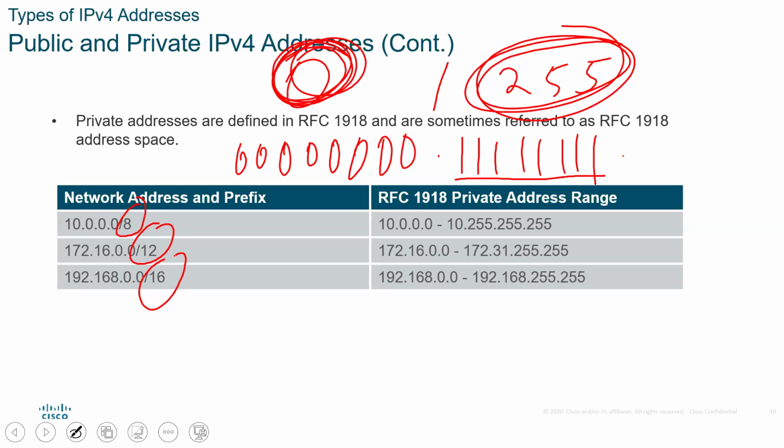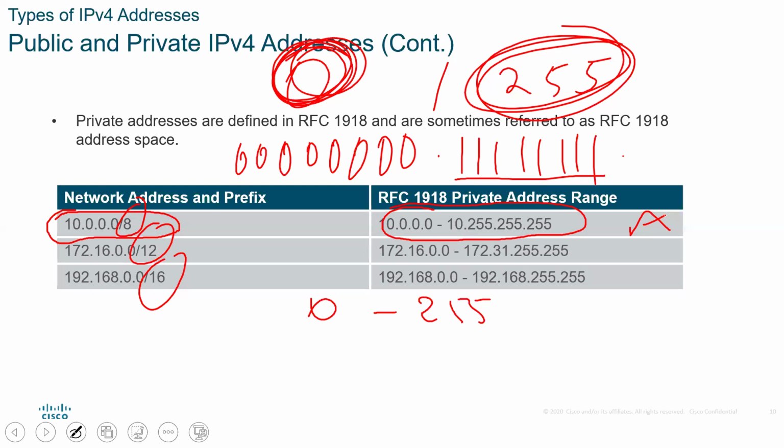Now, having known that the lowest value is 0, the maximum value is 255, here we have what we call class A private IP address. It starts from 10.0.0.0 up to 10.255.255.255. That is, any IP address within this range is a private IP address for class A. We're going to talk about the classes very soon, okay?